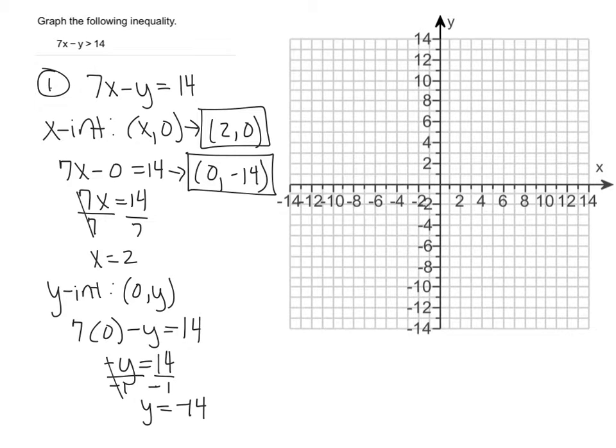Now I'm going to plot these points. So first I'll plot (2, 0), which is here, and then (0, negative 14), which is here. Now I want to draw the line. Before we do that, look at the inequality sign. Since this is a greater than sign, it doesn't have that equal to line underneath it, so that means I'm going to have a dashed line. So I'll just connect these dots using a dashed line.